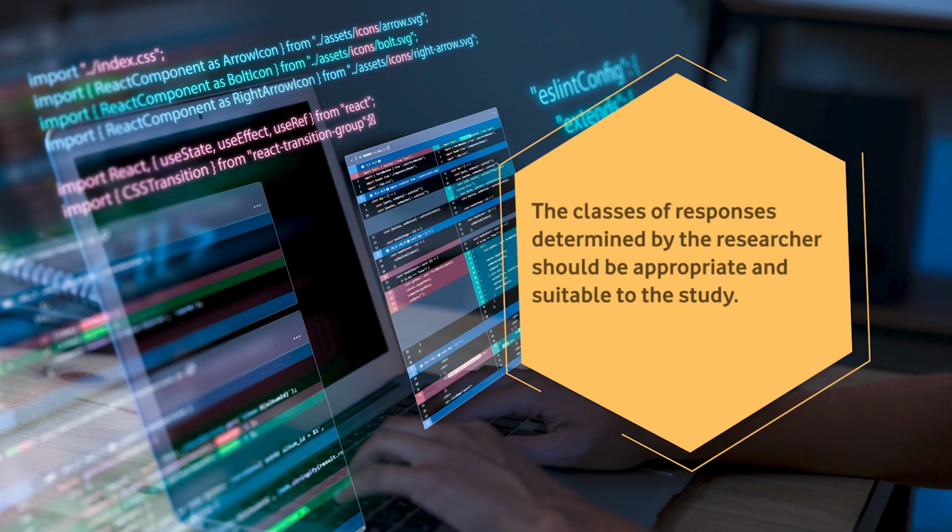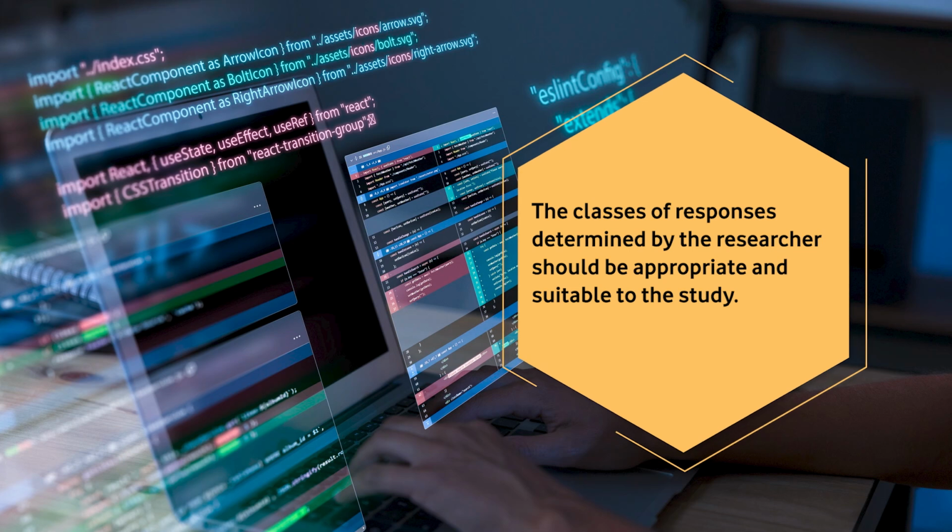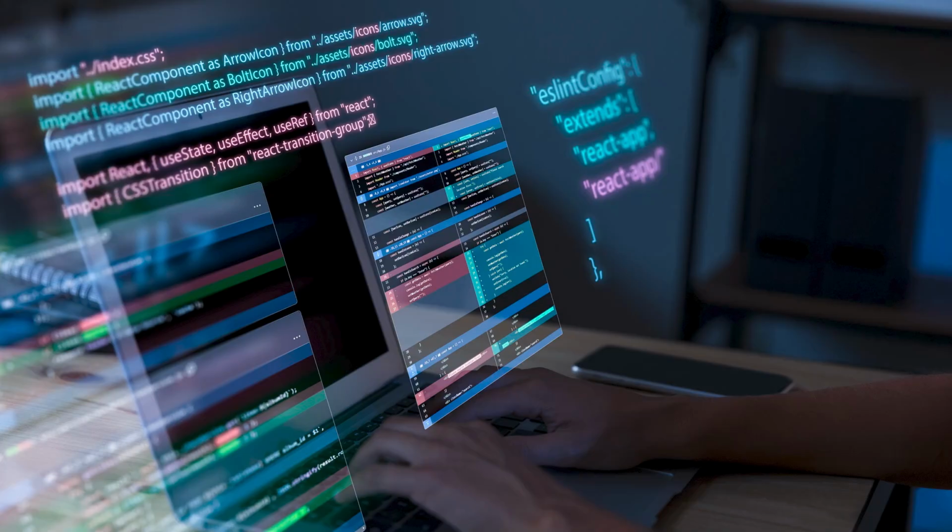Coding helps the scholar to convert the data from qualitative to quantitative, right? So the classes of responses determined by the researcher should be appropriate and suitable to the study, right? This is how the coding is going to be done.